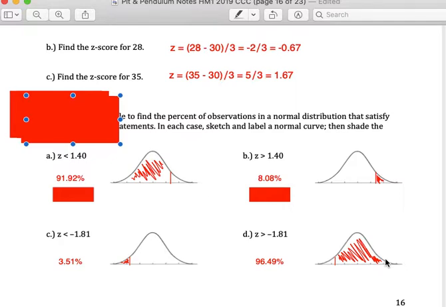What questions do you have over examples 1 or 2? Okay, go ahead and turn the page in the packet. We just have one more left, I believe.